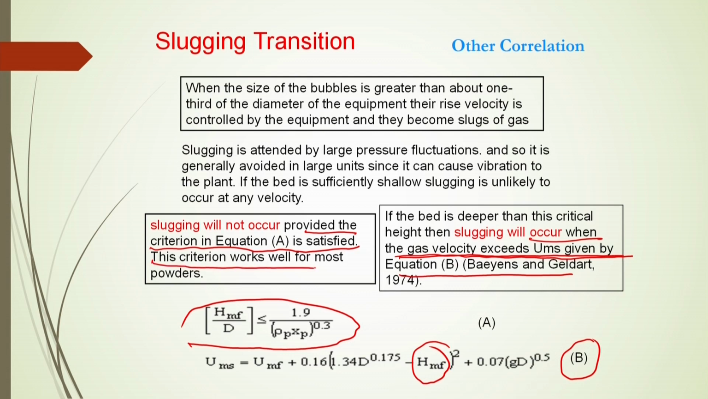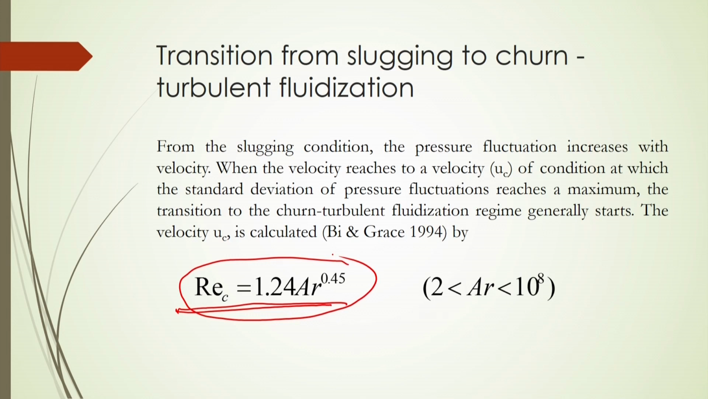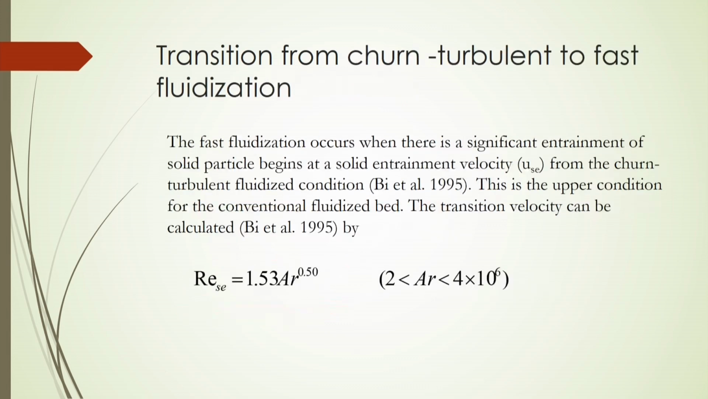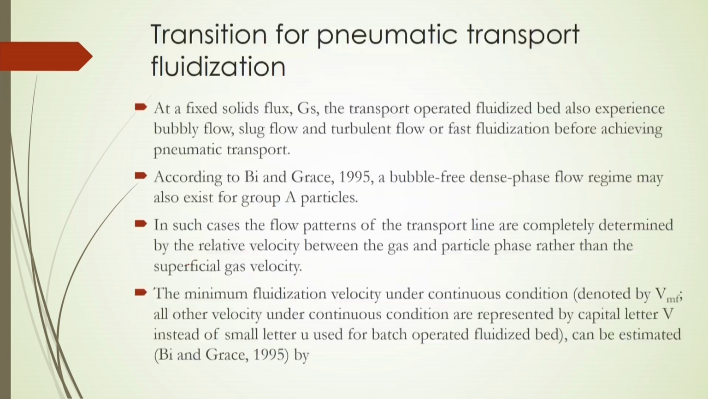This criteria works well for most powders, and this is the condition for the transition from slugging to churn turbulent condition. From this transition you can expect what type of operation, either slugging or turbulent. And this is your transition from churn turbulent to fast fluidization, of course, and by this equation you can calculate the minimum churn turbulent flow or just the start of fast fluidization.